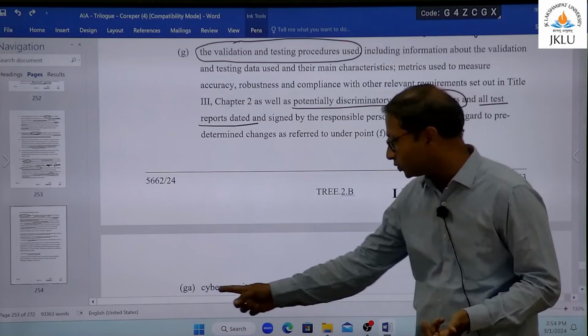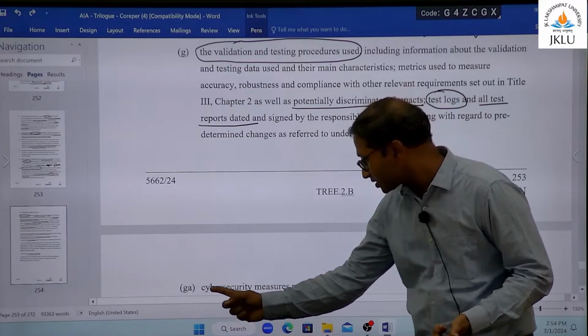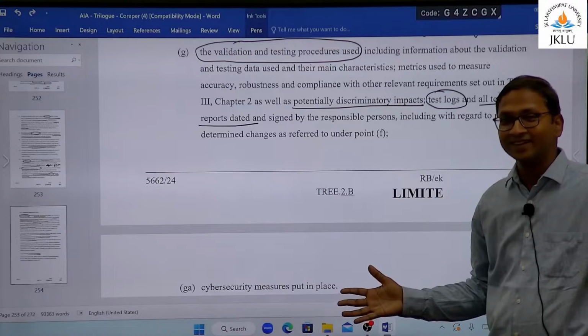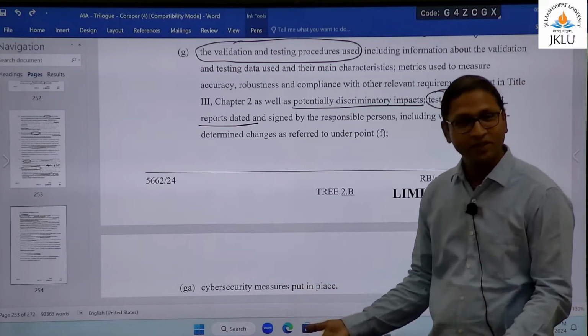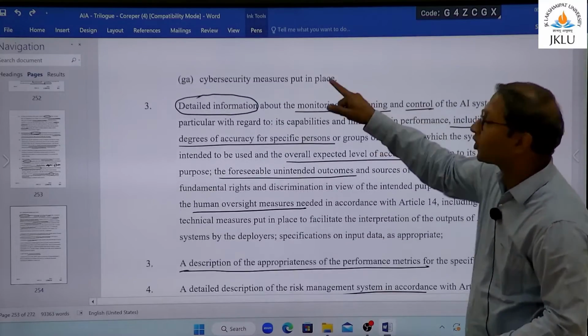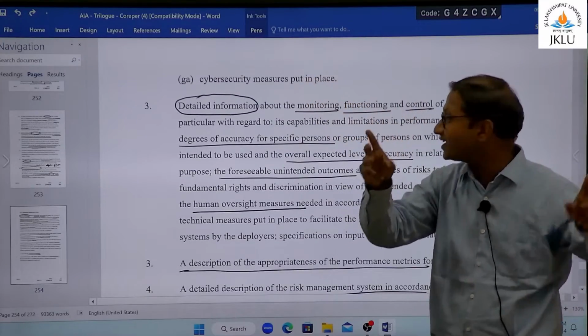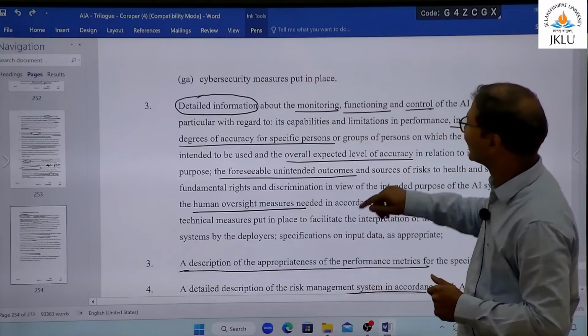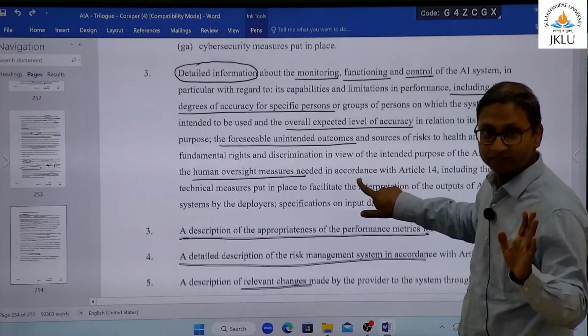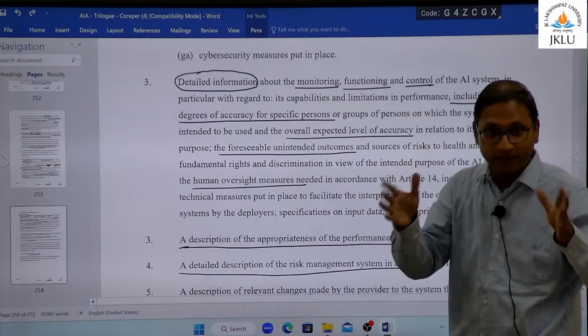See this one line too, point GA. It says cyber security measures put in place. 5 words for them, and I don't know what it even means. So you have to document this. I give you 3 days. How will you document this? Nothing. That's why I am saying that this is a whole big research paper.